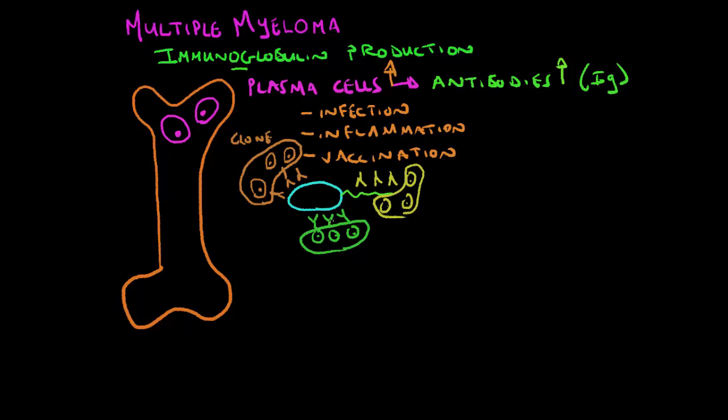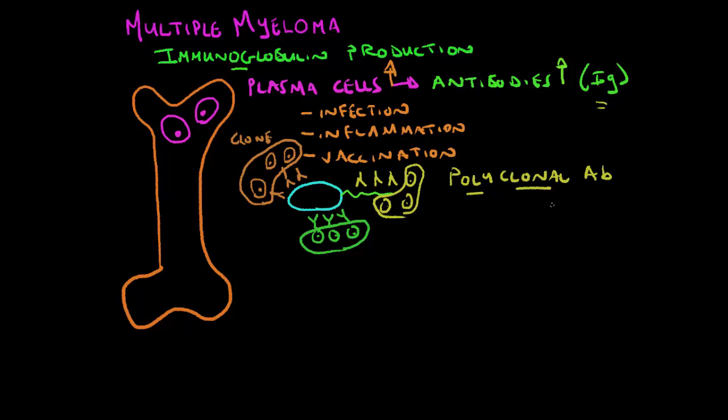This response, where we've got different little clones working in different ways to fight something, we call a polyclonal response. So let's just say polyclonal response, and you can see the word poly means many, many little clones doing the same thing. So you can have a polyclonal response in terms of plasma cell increase. So there are many different clones of plasma cells, but you can also say there's a polyclonal antibody response because there are many different types of antibodies. Some people would say a polyclonal immunoglobulin response because that's just a synonym.